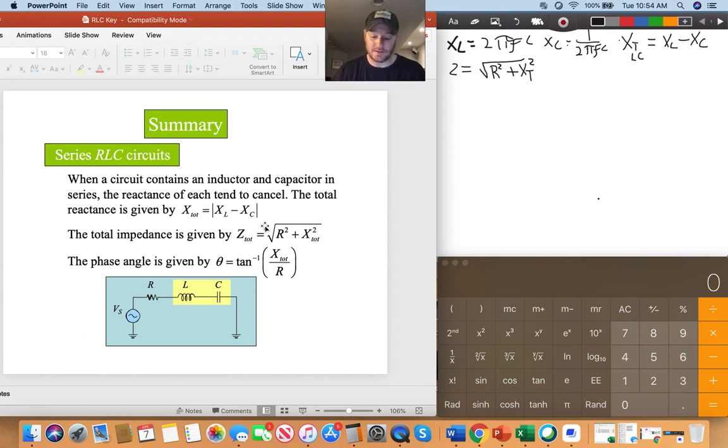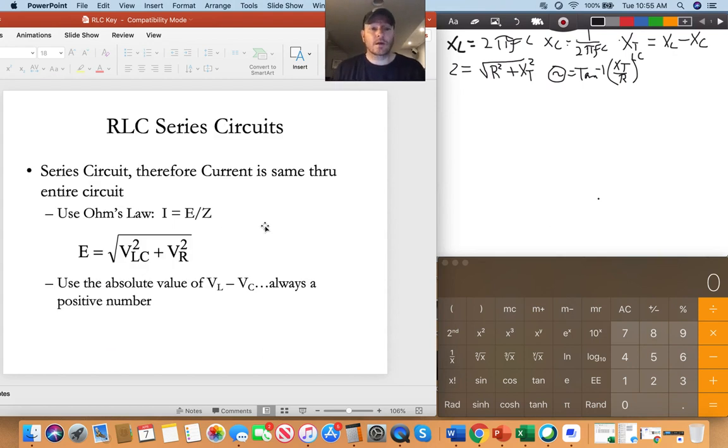And then here we go, our first phase angle. Our calculation is going to be the inverse tangent of my X total over R. And that's why, if you keep this as a negative, if X of C is larger, your phase angle will automatically show that it is negative, which I think is pretty cool.